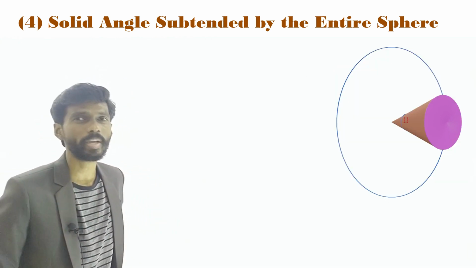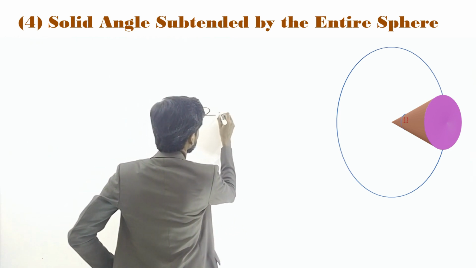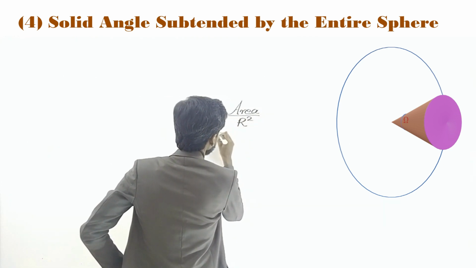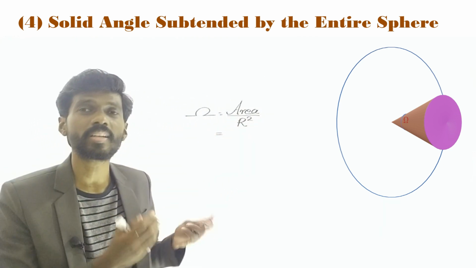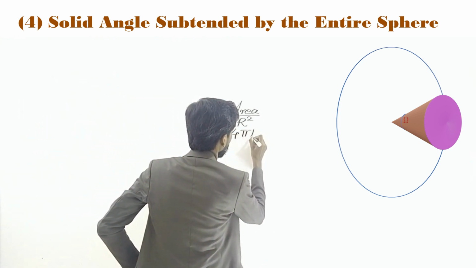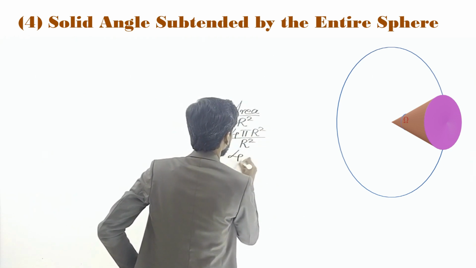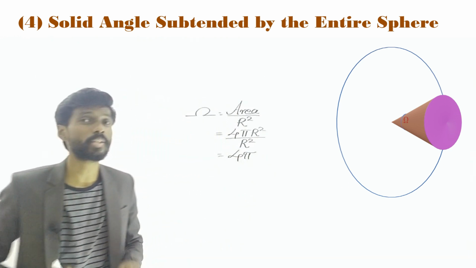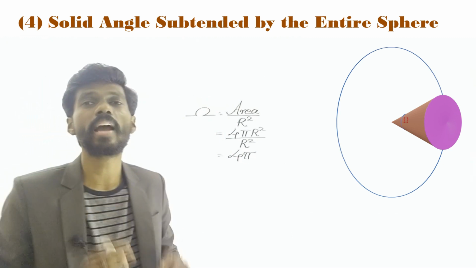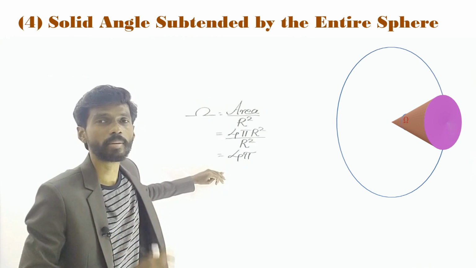We can do it by two methods. If you use this method, what is the formula for the solid angle? That is area divided by the radius squared. What is the area of the entire curved surface of the sphere? That is 4 pi r squared, divided by r squared. So the answer is 4 pi. So 4 pi is the total angle subtended by the entire sphere, just like 2 pi is the angle subtended by the circle in two dimensions. Similarly here, the sphere subtends angle 4 pi.